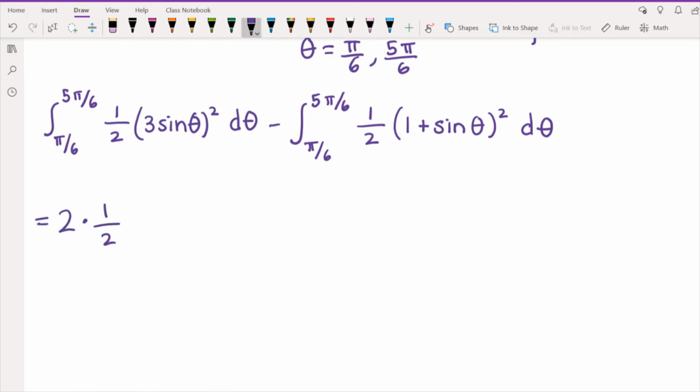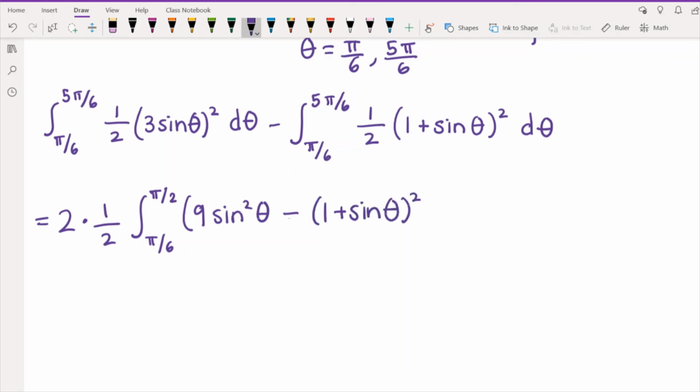And I'm going to combine these also into one integral. So I'm doing kind of 2 steps at once here. So we're going from pi over 6 to pi over 2. And so that's where this 2 came from. And then I'm just going to put both of these together into one integral. And also this 1/2 came from pulling it out from both integrals, right? So we're left here with 9 times sine squared of theta. And then here we'll have minus, because of this negative sign, 1 plus sine of theta squared d theta.